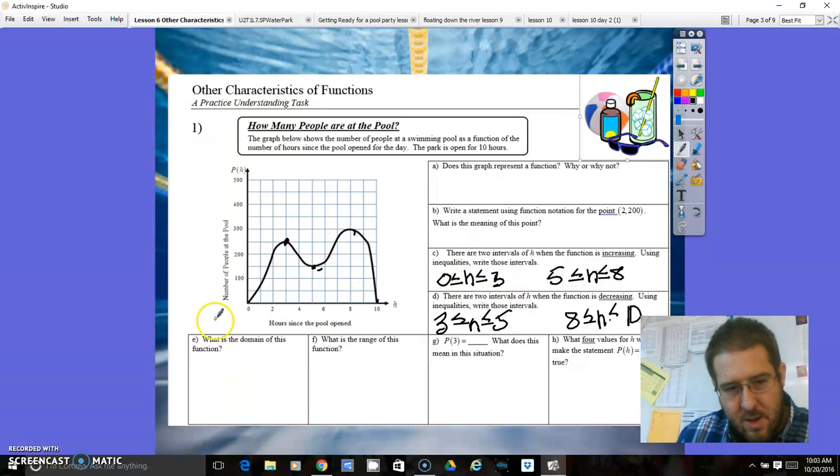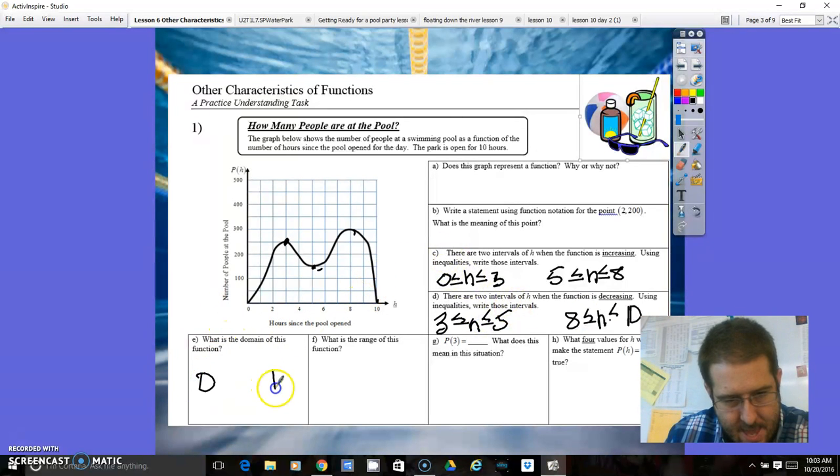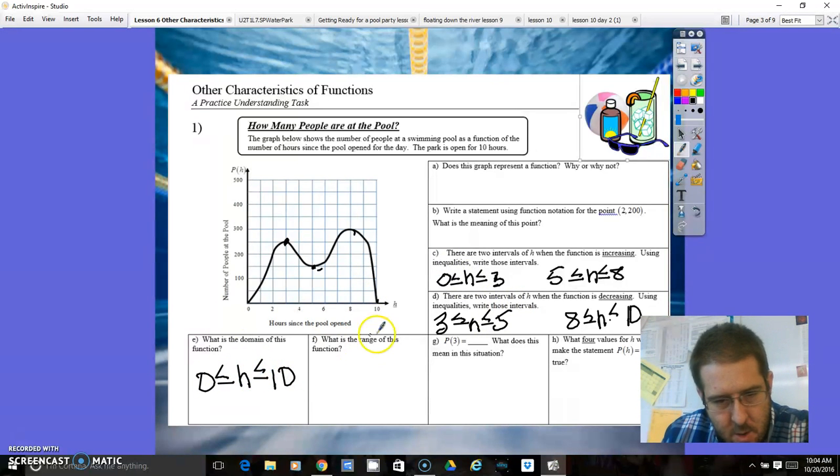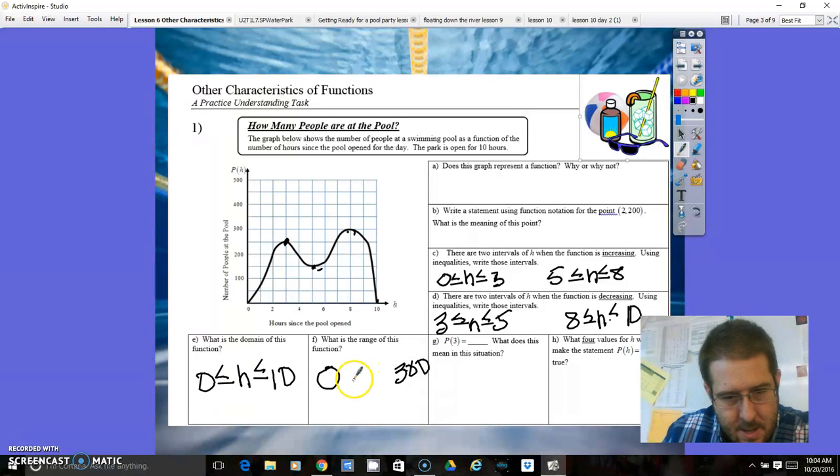What is the domain of this function? The domain is from 0 to 10. 0 is where the domain starts, and 10 is where the domain ends. What is the range of this function? The lowest point of this function is 0, and the highest point goes all the way up to 300. It could be anything in between, so P of h can be anything between 0 and 300.